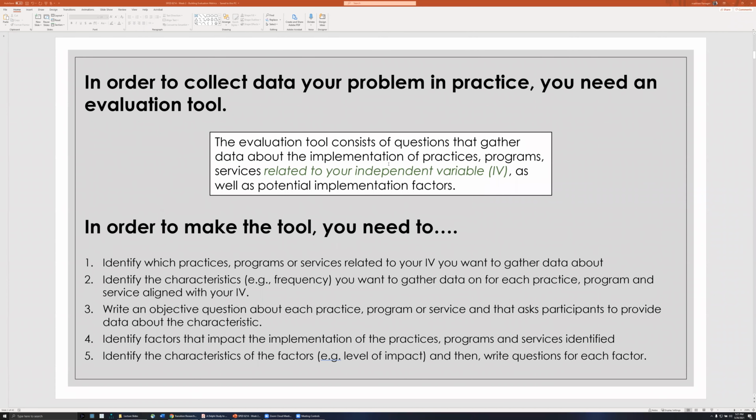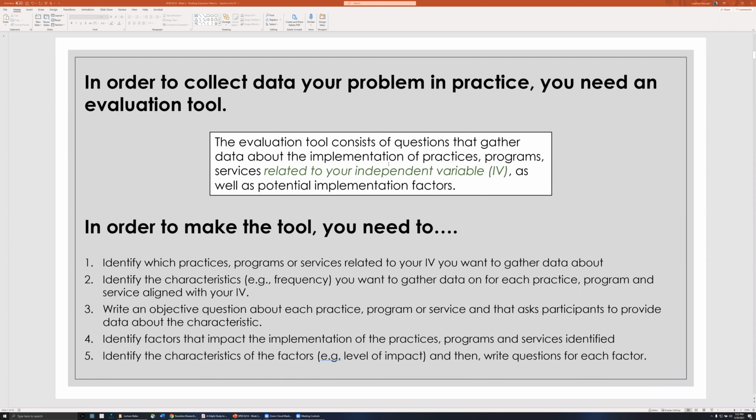So in order to collect data for your problem in practice, you're going to need your evaluation tool, as I just mentioned. Before we get into the content of this week, I want to talk with you about the steps or the blueprints that you're going to be following in order to create your entire program evaluation tool. So this is what we're going to be covering over the next 2 weeks together. So first, just to remind you again, what the evaluation tool is: it's going to consist of questions that gather data about the implementation of practices, programs, and services related to your independent variable, as well as potential implementation factors.